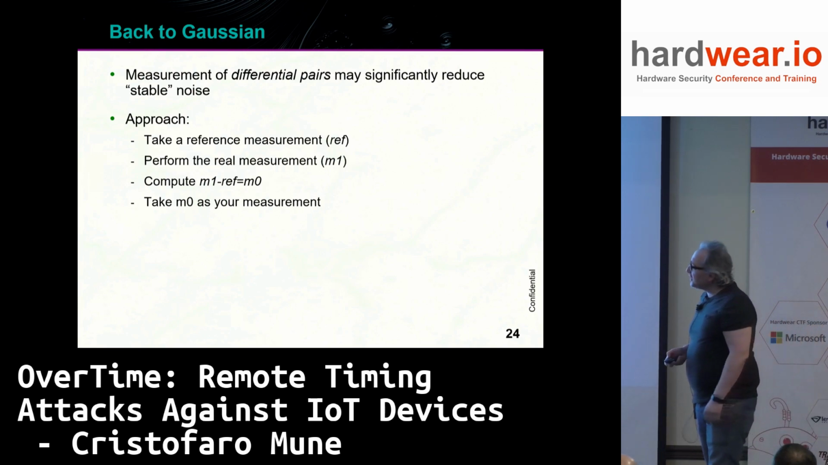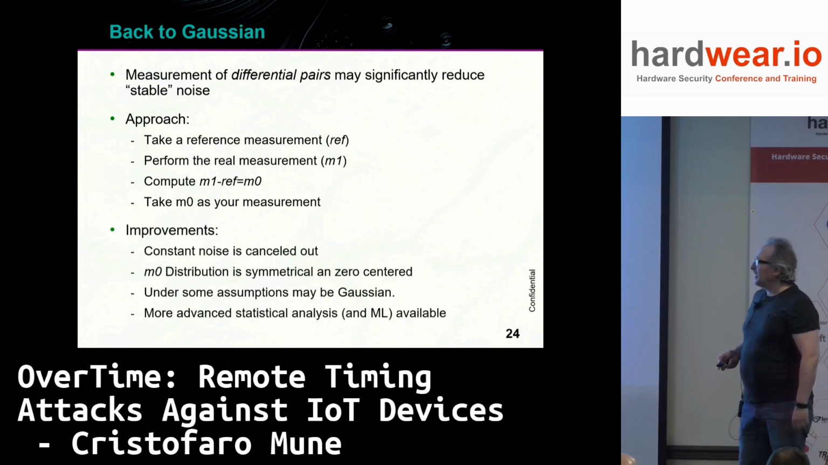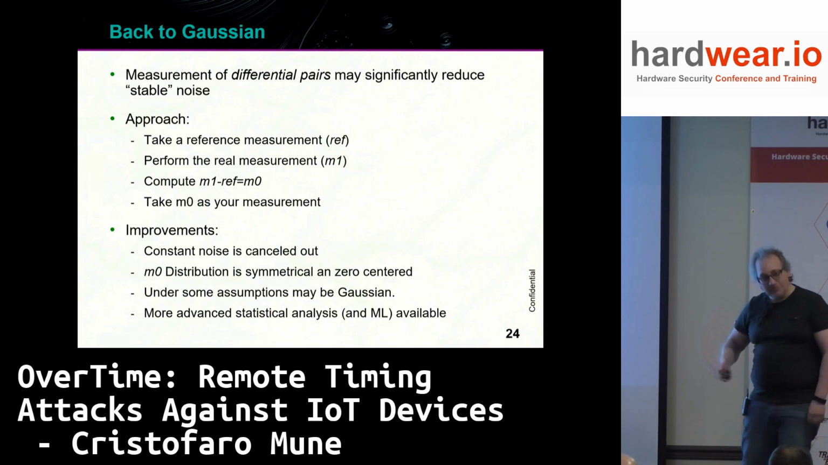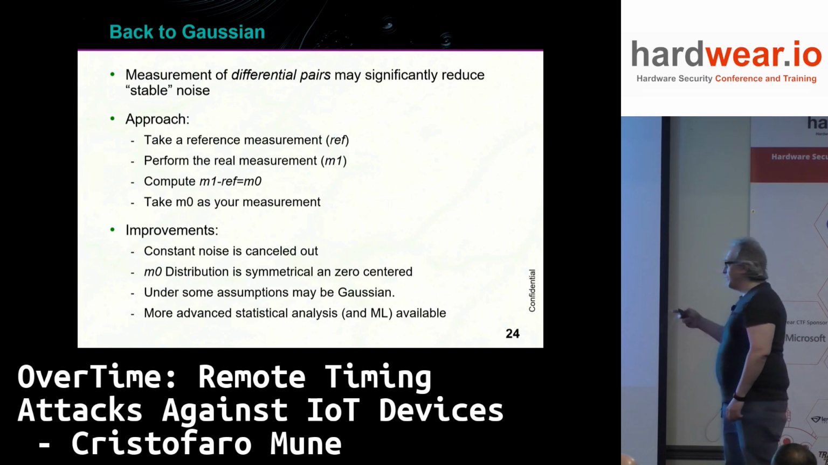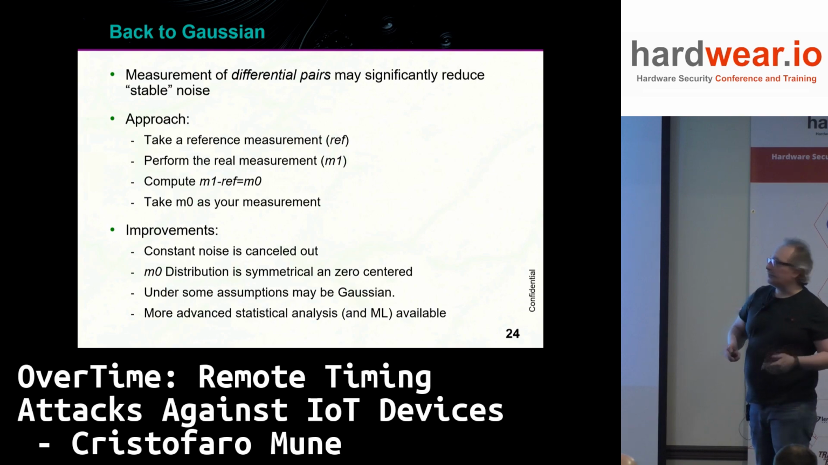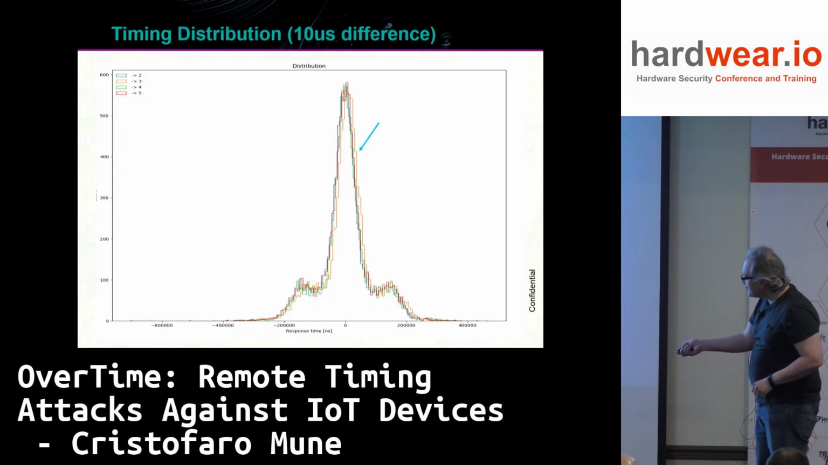So if you actually do this kind of differential approach, which is now quite clear, and if you don't see that mentioned in any timing article, probably there is some work that needs to be done. The constant noise is cancelled out, and we are going to do that in a moment. And under some assumption, it can be Gaussian, basically. Let me show that first, how it looks like. You see that now it's centered at 0.